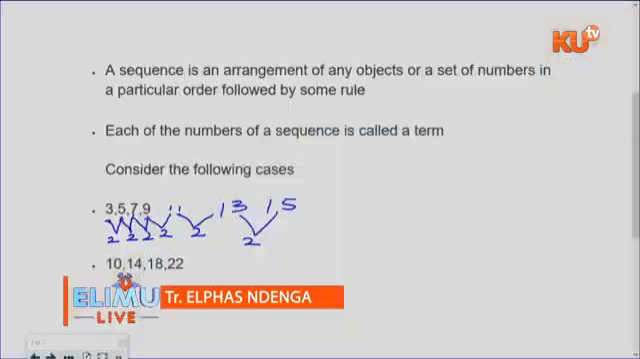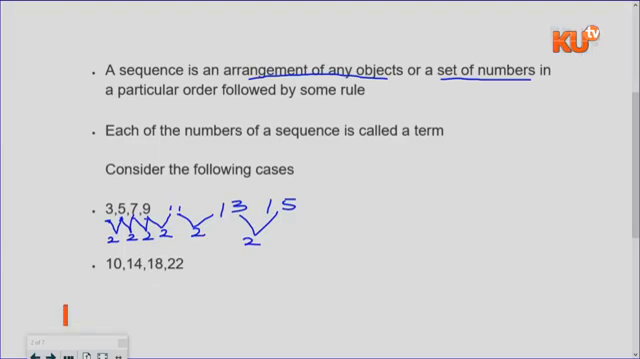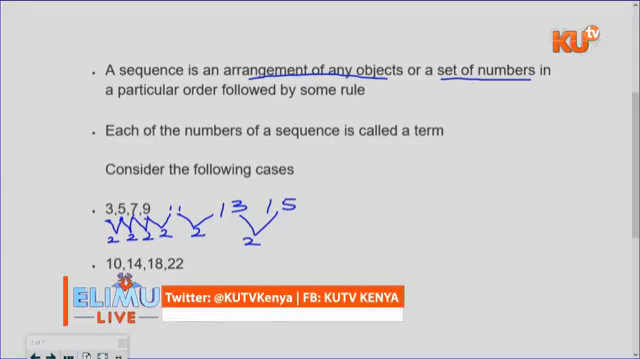And so let's stick to first understanding what is a sequence. We are saying that a sequence is simply an arrangement of objects, or a set of numbers, in a particular order followed by some rules. So there has to be a rule that is guiding us to be able to set the order of items and objects, or sets of numbers in this particular case.